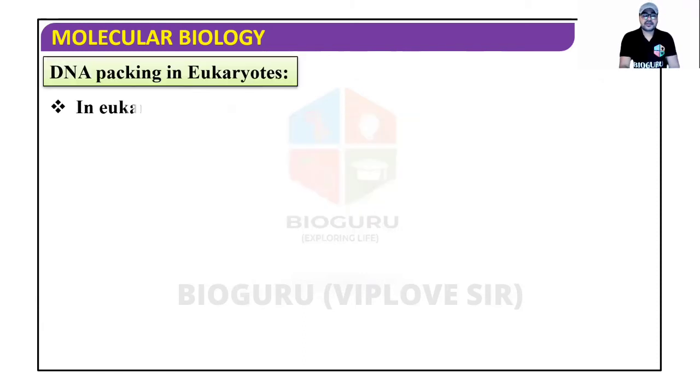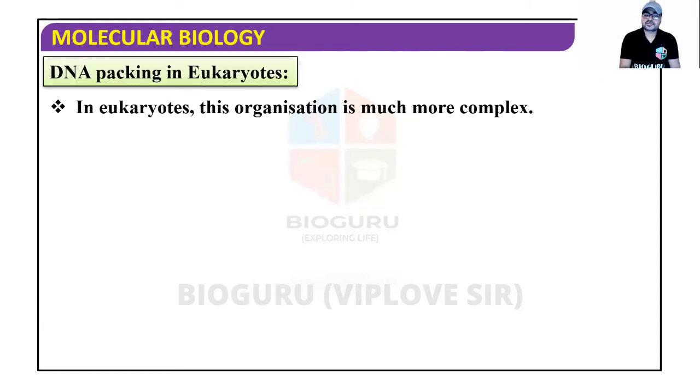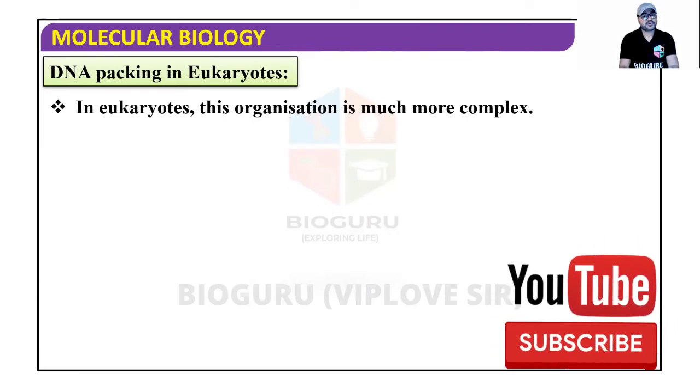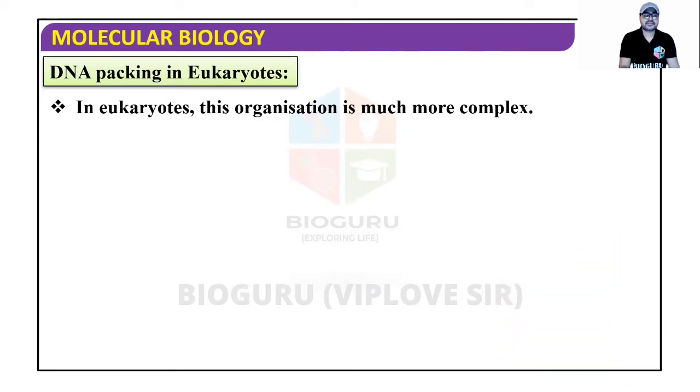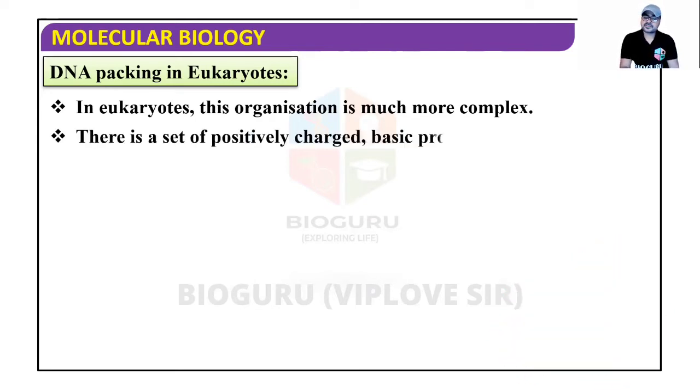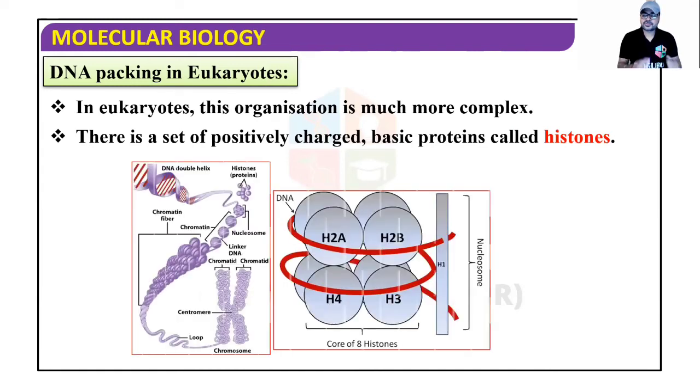Now, DNA packing in eukaryotes. In eukaryotes, this organization is much more complex. और अगर हम बात करते हैं eukaryotes की, it is very complex. There is a set of positively charged basic proteins called histone proteins. तो histone proteins पर DNA रैप होगा, then वो न्यूक्लियोसोम बनाएंगे, then solenoid, then 30 nanometer fiber, chromatin and chromatid and chromosomes. So one by one हम discuss करेंगे.